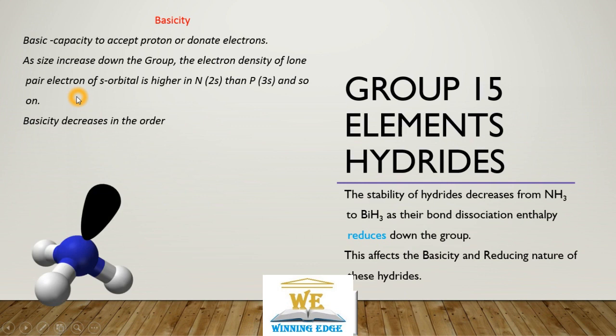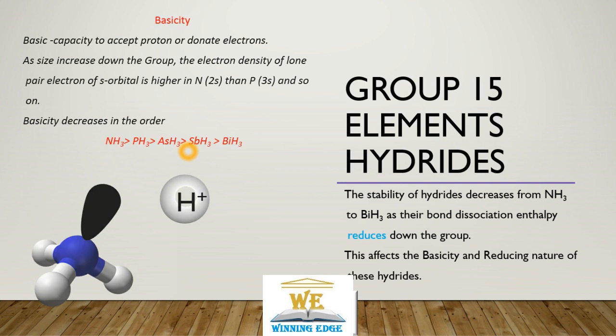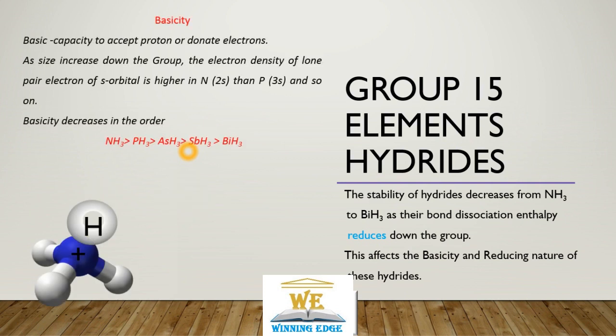Here is ammonia. So basic character, we know, reduces with the reduction in the density of the lone pair of electrons present on the atom. As we go down the group, lone pair electron density reduces because of increase in size. So basicity will follow the same order. Ammonia has higher basicity than bismuth hydride. That's what gives us the ammonium ion.